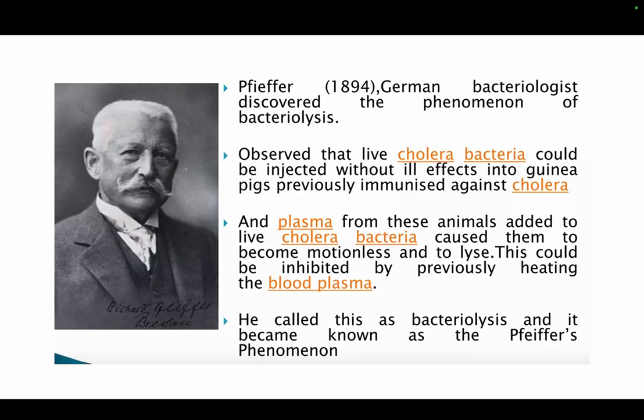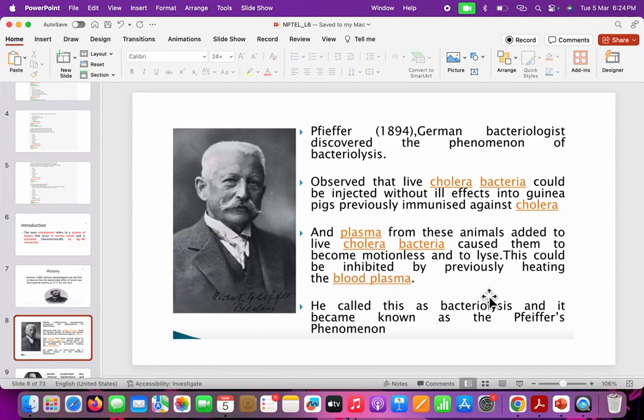Pfeiffer, a German bacteriologist, discovered the phenomenon of bacteriolysis. He observed that live cholera bacteria could be injected without ill effects into guinea pigs previously immunized against cholera. So there is some factor present inside those animals that were previously immunized against one specific bacteria, and if we reinfect those animals, then what is happening?